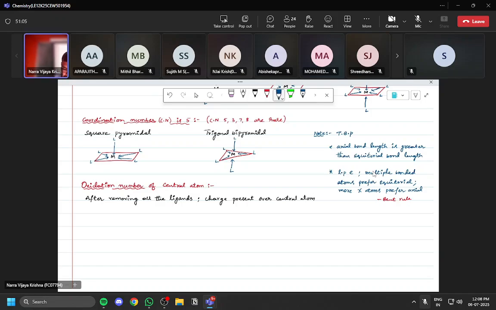Example. I am taking nickel tetracarbonyl, Ni(CO)4. Now tell me, what is the oxidation number of nickel here? 0. K3[Fe(CN)6]. What is the oxidation number of iron? +3. K4[Fe(CN)6]. Now it is +2. These are all oxidation numbers.